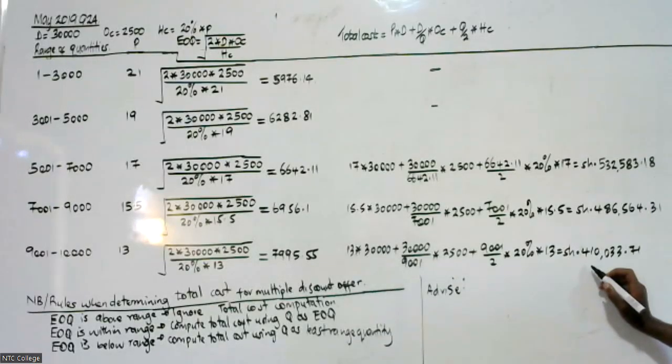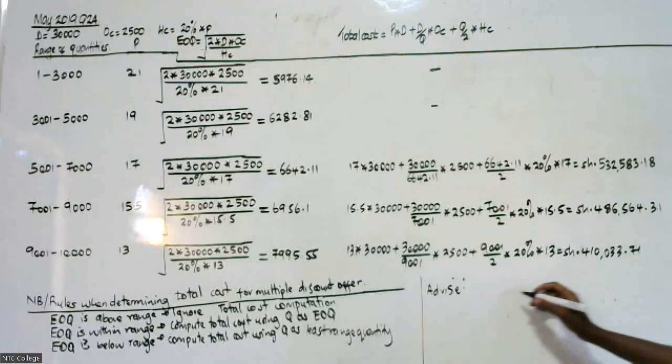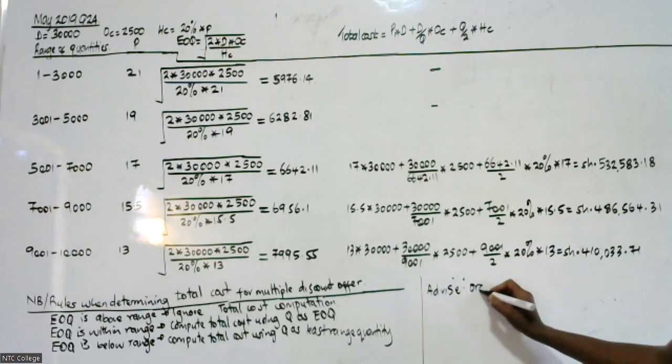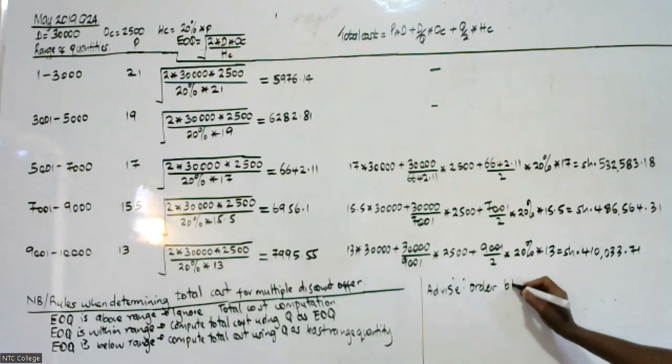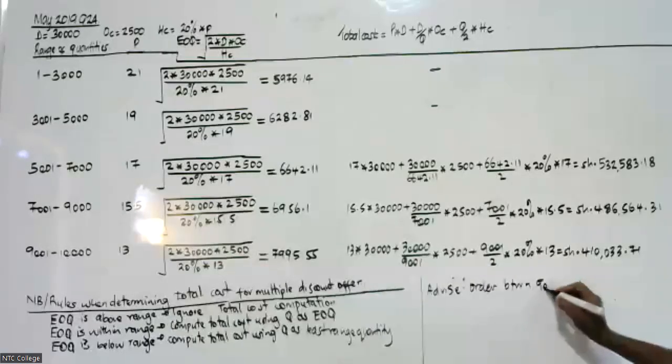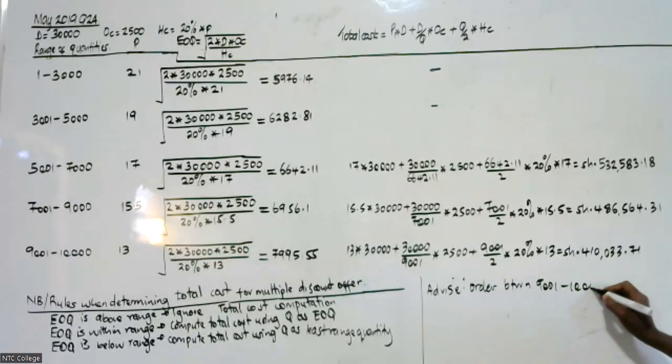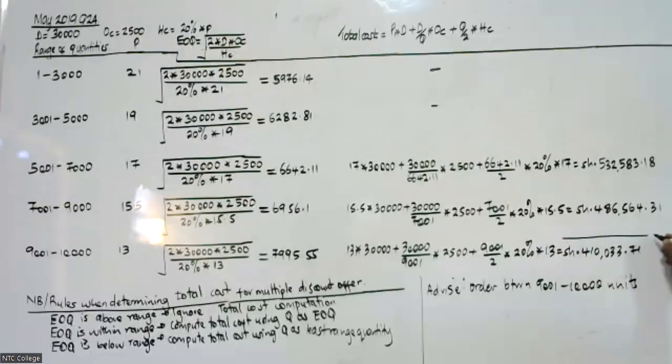Then you advise them. Again, you're going to advise them based on the minimum total cost. You're going to tell them to order between 9,001 and 10,000 units. The reason you're picking 9,001 is because it results in your cheapest total cost. That way. Is that okay? Any questions?